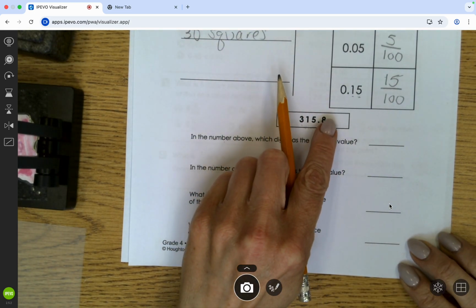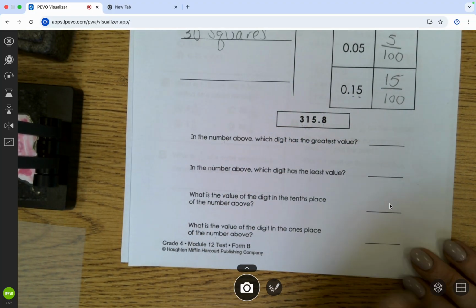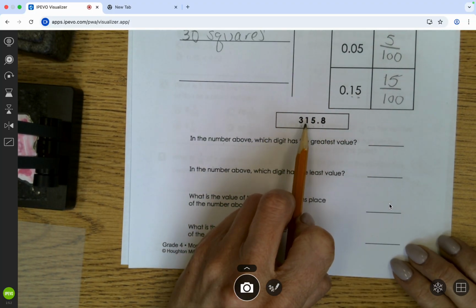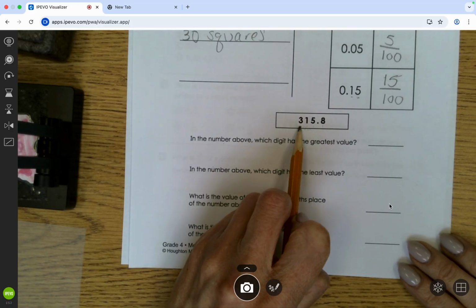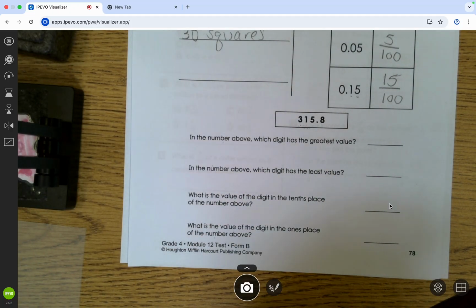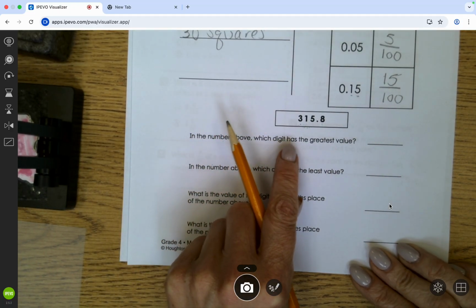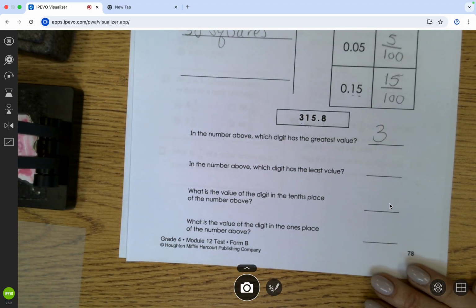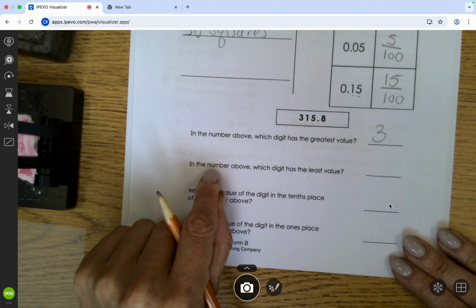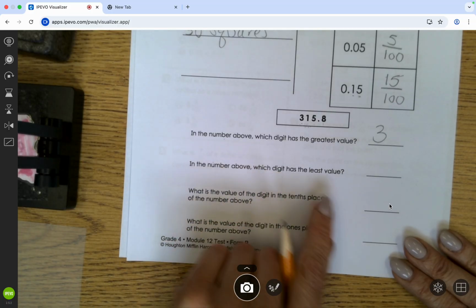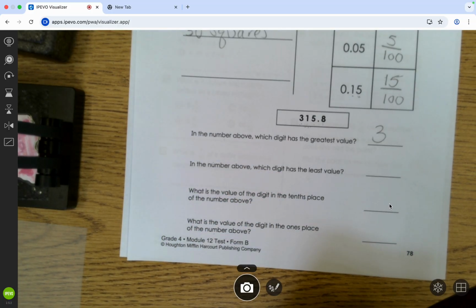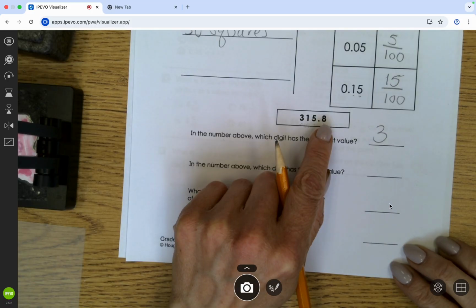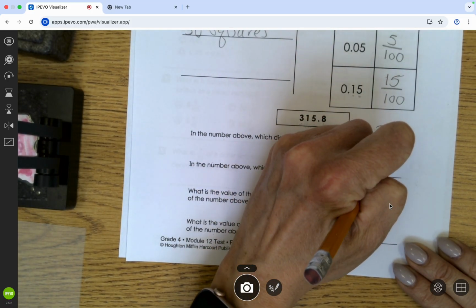After the decimal, the value just keeps getting smaller and smaller. Then our 5 is in the ones place, our 1 is in the tens place, and our 3 is in the hundreds place. So in the number above, which digit has the greatest value? The number in the hundreds place, the 3. In the number above, which digit has the least value? Oh, it's got to be the decimal 8. Good. Oh, you could just write the 8, right?